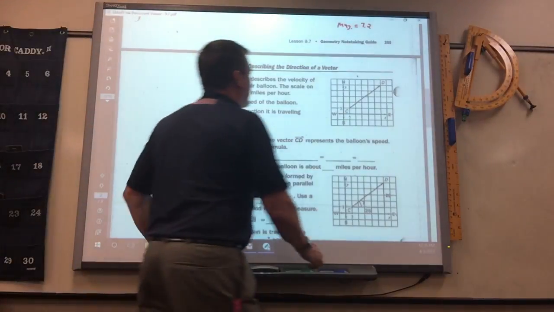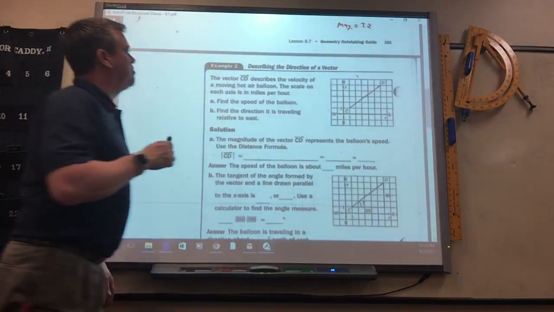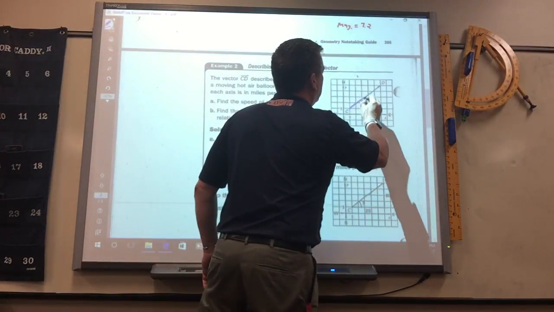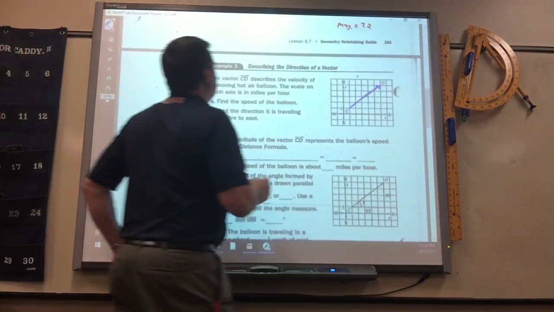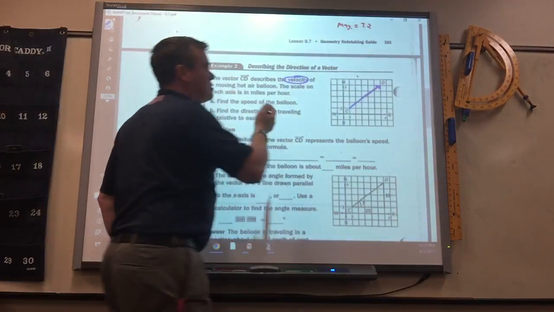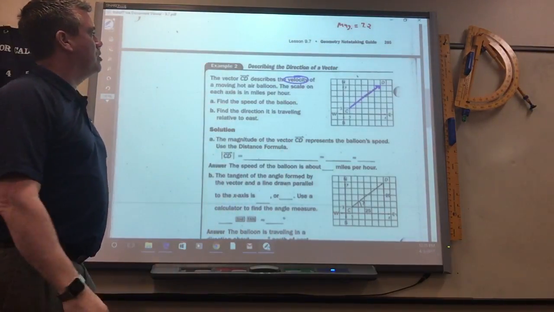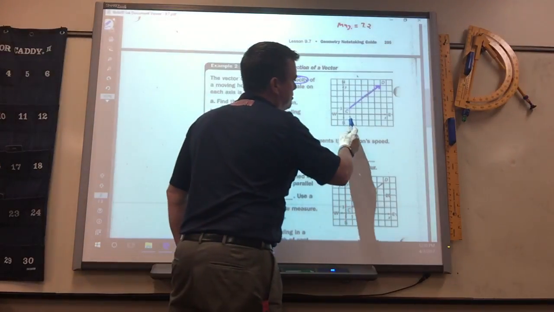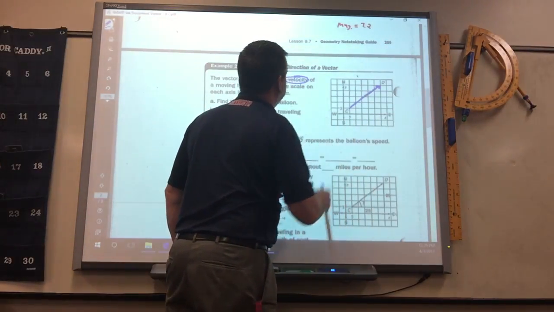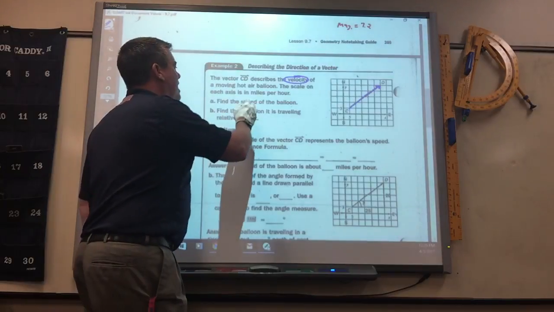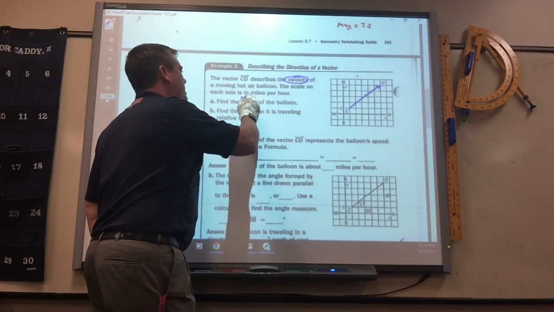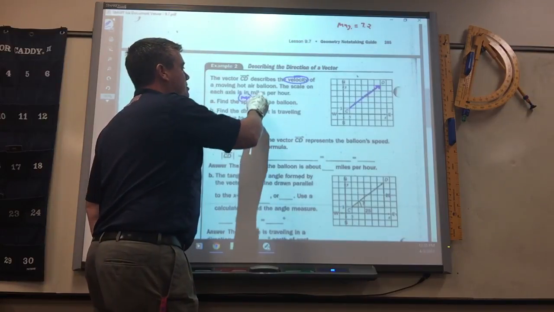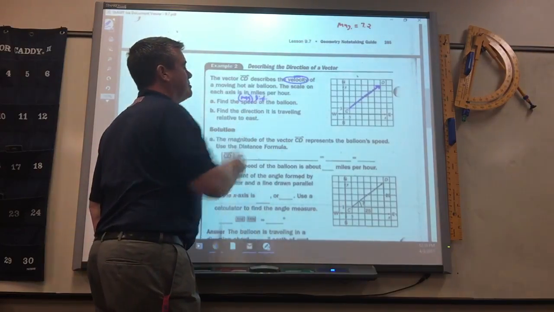So here, this is what most word problems are. The vector CD describes the velocity, how fast it's going, of a moving hot air balloon. The scale on each axis is in miles per hour, so this is 5. They go by 5s. So to find the speed, speed and magnitude are the same thing, which is the distance.